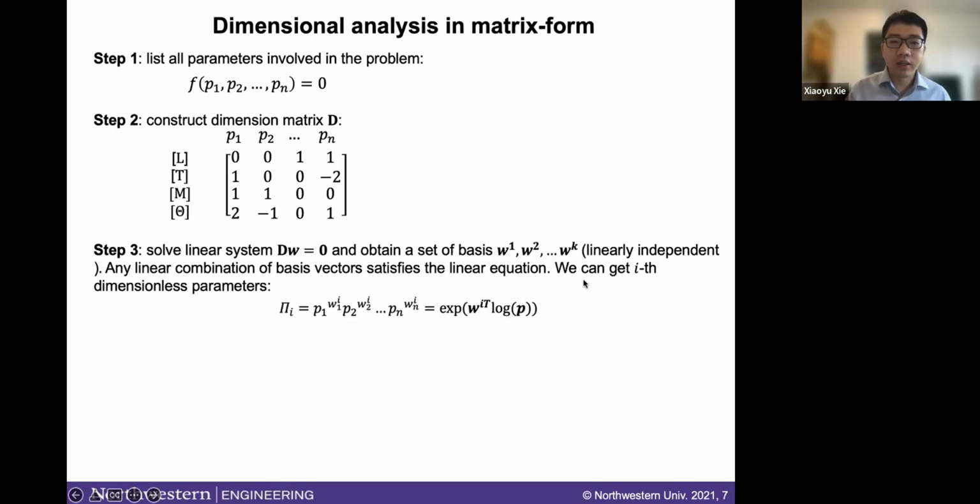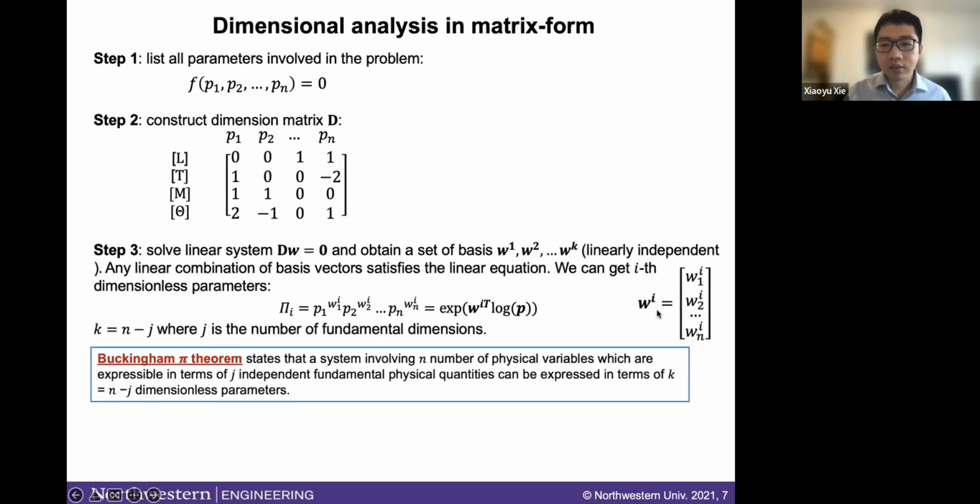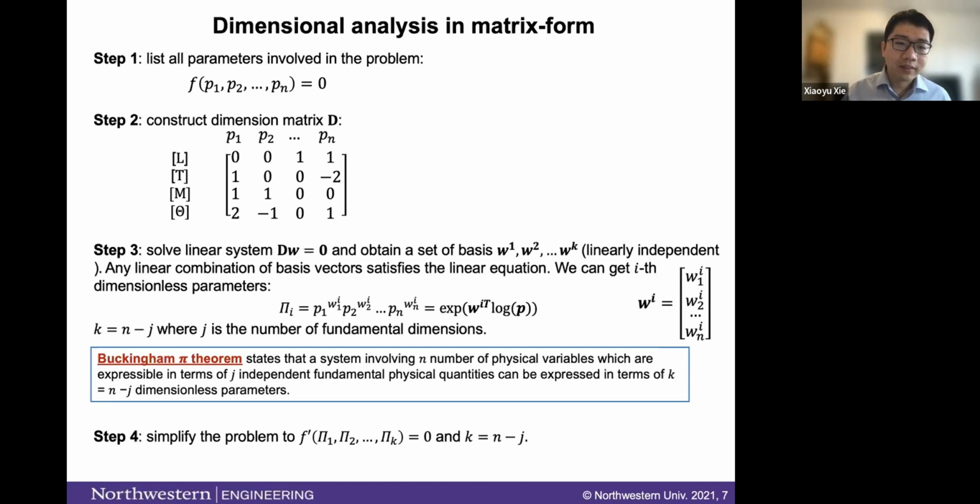So if we try to find the ith dimensionless parameter, we just need to find the power law, the power index for each parameter. And this Wi is this vector. So to find one dimensionless number, we just need to find one W. And this K number is based on the Buckingham pi theorem. The next step is, because we already reformulated the problem, previously we had n parameters, and right now we have K dimensionless numbers. So we can simplify the problem into another function, and this function is related to K dimensionless numbers.